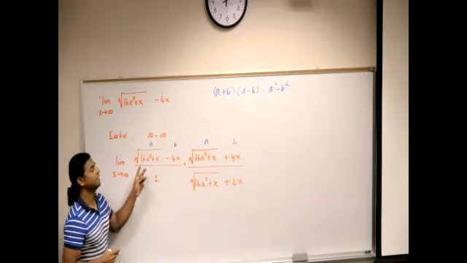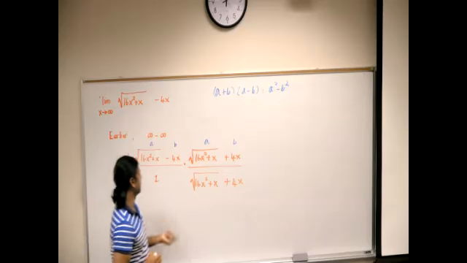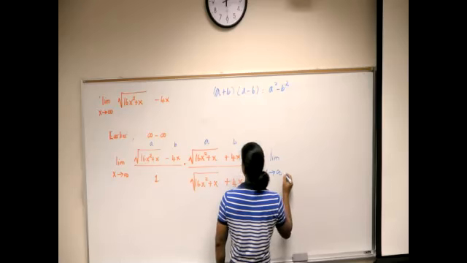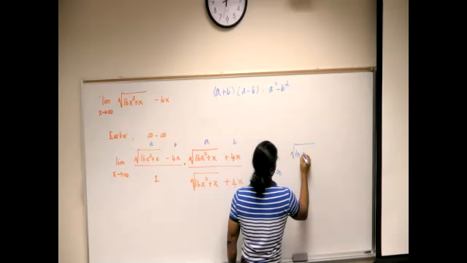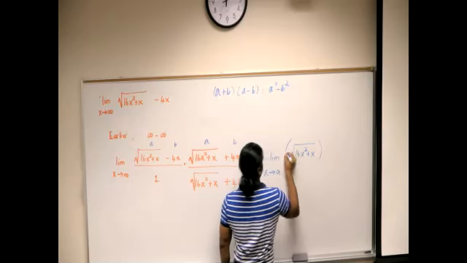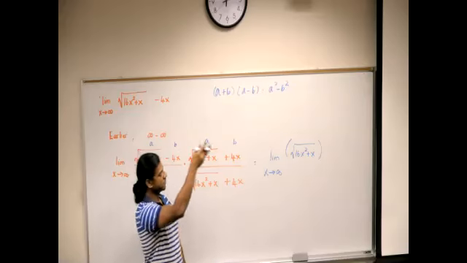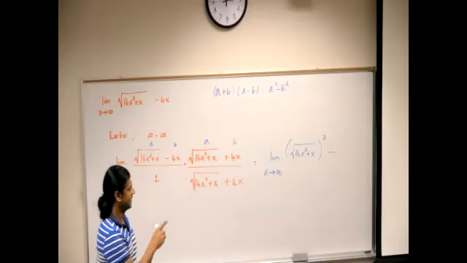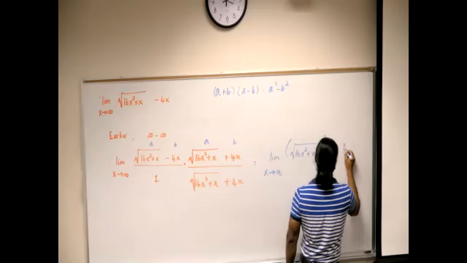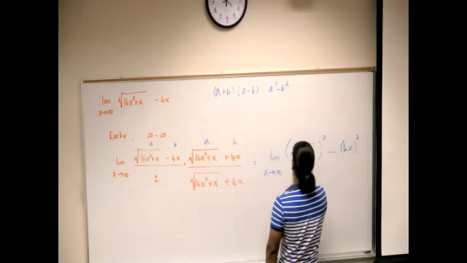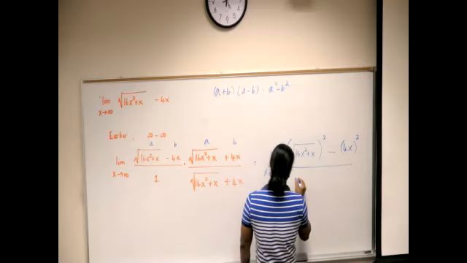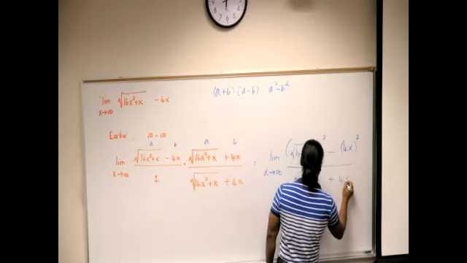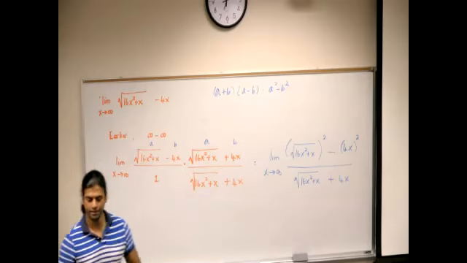So a here is square root of 16x squared plus x. So limit x approaches infinity, square root of 16x squared plus x, that is a, and square, minus b is 4x, and you square b, divided by square root of 16x squared plus x plus 4x. So far, so good, yes?